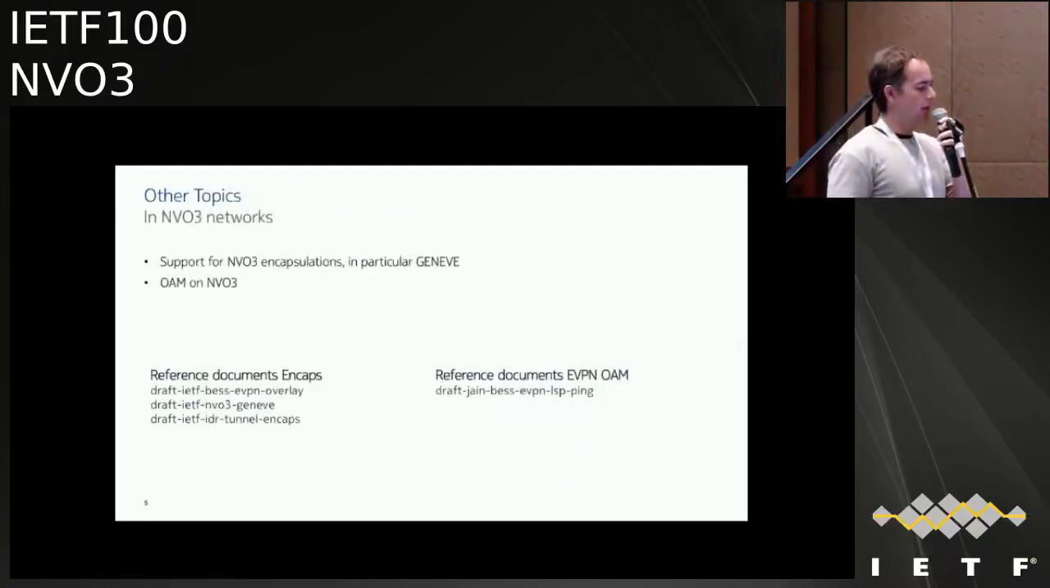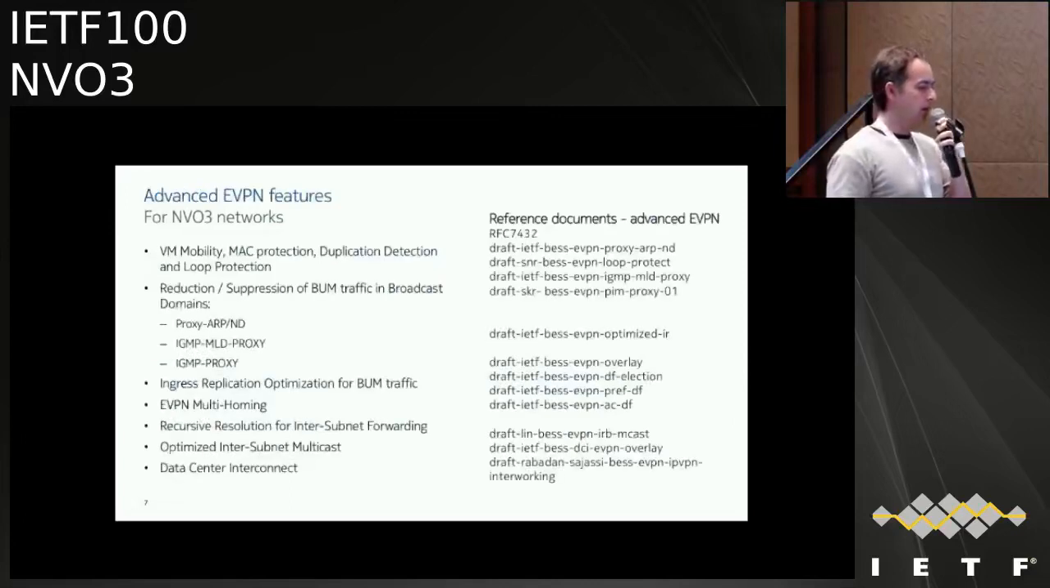The draft also discusses some other topics like NVO3 encapsulations for EVPN, and in particular, since Geneve is the chosen one in this working group, there's a draft already that is tackling how to use EVPN for Geneve. Actually, in the slide, I have a wrong reference, but in the draft you will find the right reference. There is also some talk about OAM in the context of NVO3 and EVPN. And finally, you have a section for advanced features. You can use EVPN for those.